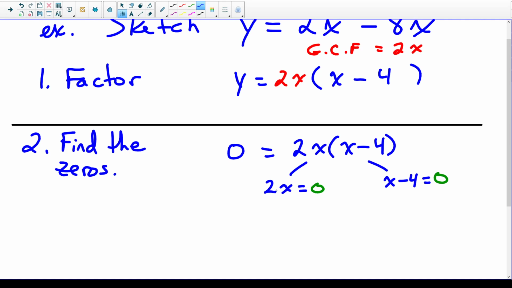Well, this one's very easy. We're going to divide by 2. Now, I normally don't even show that step for these ones because it's just going to give 0. 0 divided by 2 is 0. What happens when I isolate for x here? Well, the minus 4 goes to the other side and becomes a plus 4.